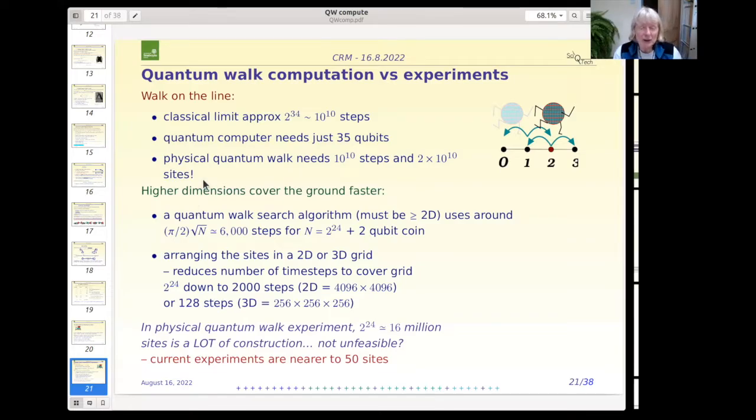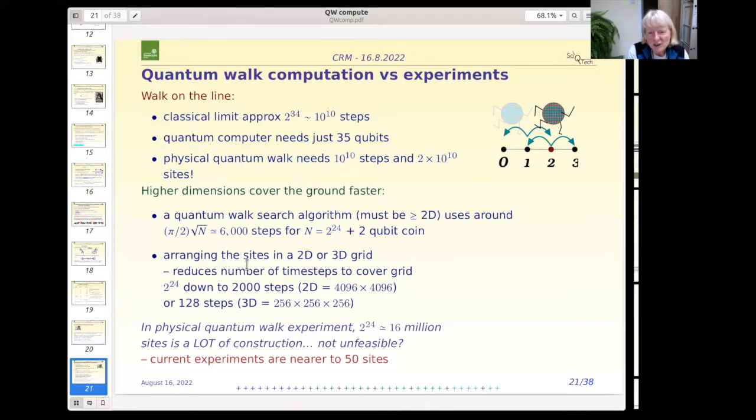If you want to do a high dimensional one, then it looks a little more reasonable. And if you want to do quantum walk search, of course, you need to be in 2 dimensions or higher anyway. So let's go down to 2 to the 24. So something where 24 qubits would do. And 2 qubits for a coin, because if we're doing a grid, we now have 4 choices of which way to go. So that needs 2 qubits. Then the square root of this, pi by 2 square root of that, is about 6,000 steps. Okay, that's a more reasonable number than 10 to the 10 for steps.